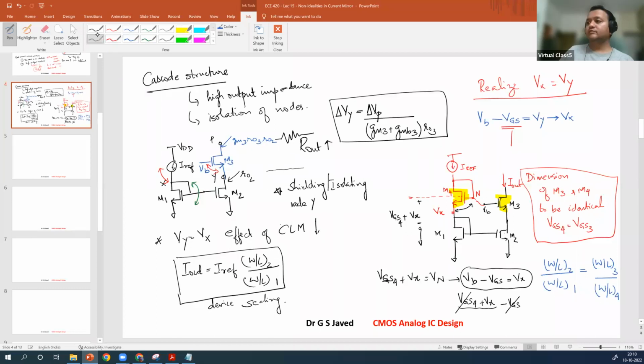The physical geometry could be different. Example: W by L2 could be 8 and W by L1 could be 1, but W by L3 can be 2 and W by L4 can be 1, or W by L3 can be 4 and W by L4 can be 2. So you see the ratio of 2 is maintained, but the actual geometry size is reduced. Another thing, these pair of devices 1, 2, 3, 4 need to be matched, and this would be the layout criterion.